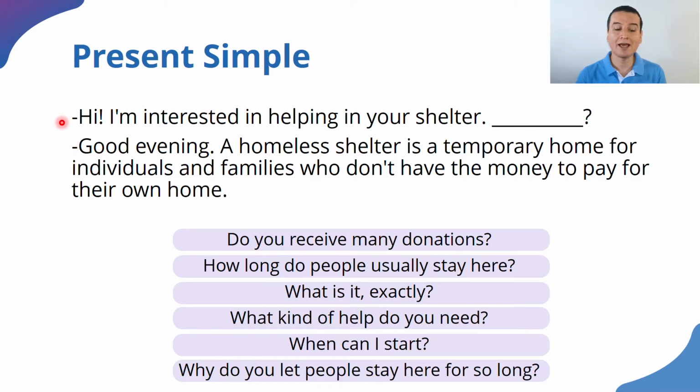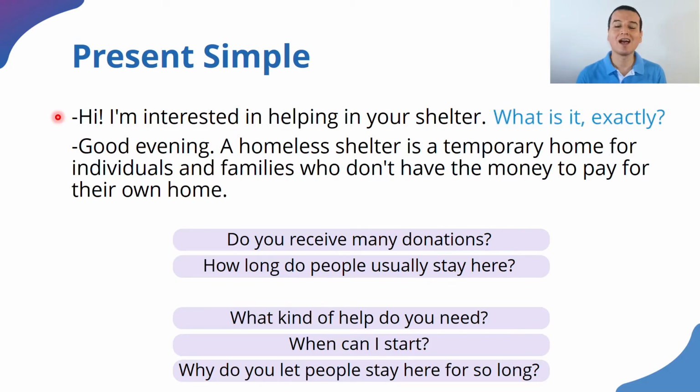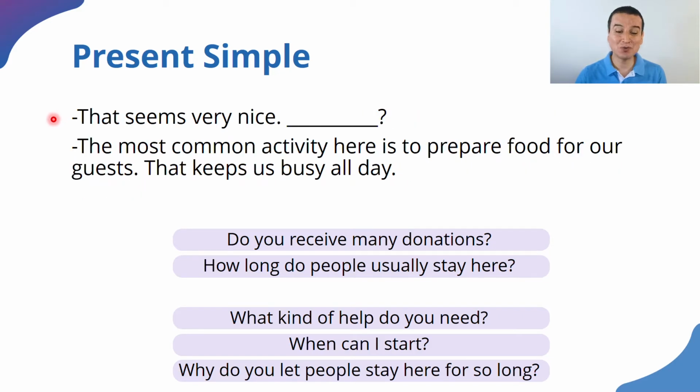It says here, "Hi, I'm interested in helping in your shelter." And then we have a question. The answer is, "Good evening. A homeless shelter is a temporary home for individuals and families who don't have the money to pay for their own home." So which of those questions could complete the conversation? All right, think about it. In the answer, the person is providing like a definition of what a homeless shelter is. So the question that would complete the conversation would be, "What is it exactly?" Good.